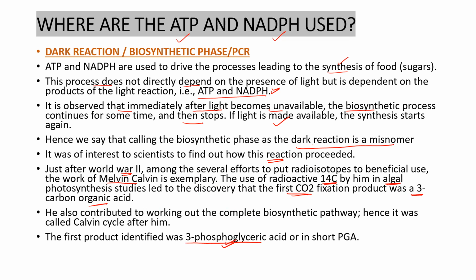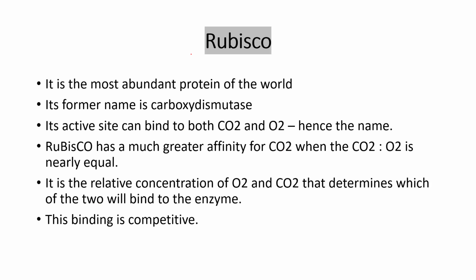We call that pathway the C3 pathway. Why? Because the first stable product is a 3-carbon compound. We call it the Calvin cycle also because he is the one who discovered it. Now, this is the enzyme used in the reaction. The carbon dioxide is accepted by the acceptor, that is RuBP, which is a 5-carbon ketose sugar.